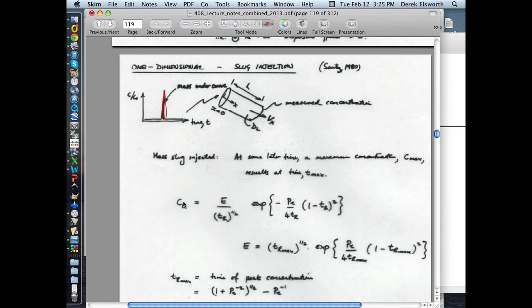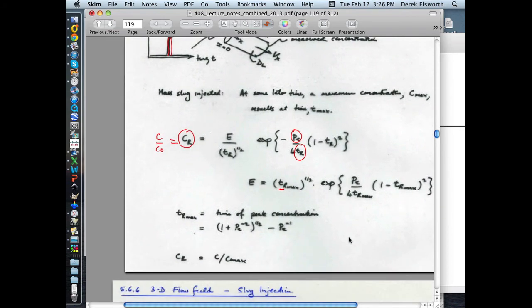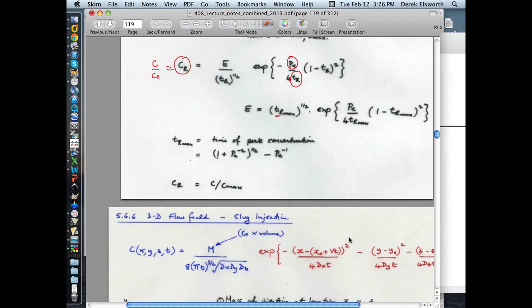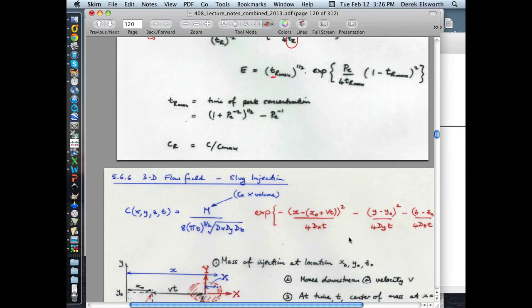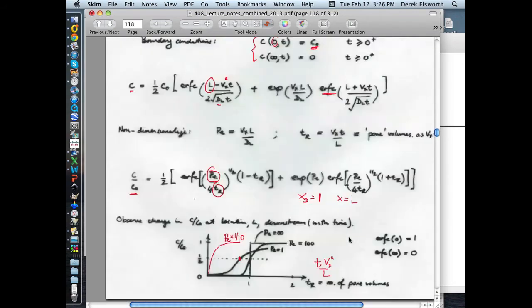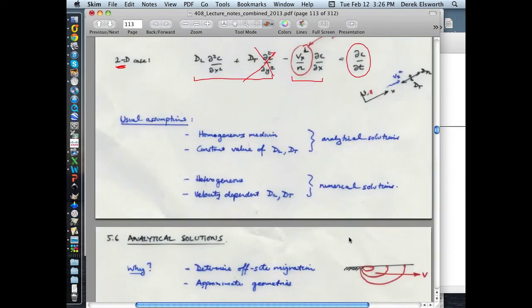And again, you get some relative concentration. This is just C over C0, basically, as a function of Peclet number, pore volumes, and another term which is again a function of pore volumes and Peclet number. So I don't think we've traditionally used that in this class, and so I'm not sure that we need to belabor that point.